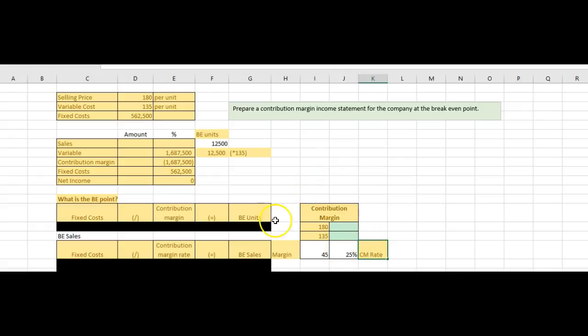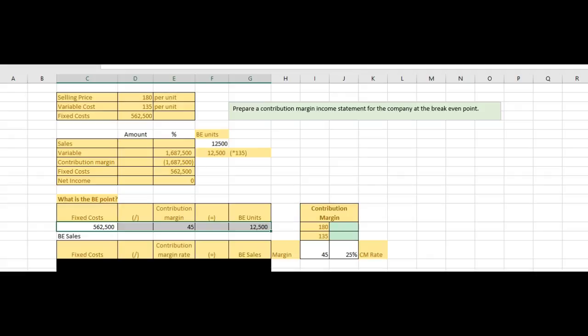So we have to figure out the break even. And to figure that out, we do fixed costs divided by the contribution margin, which is 12,500. So I need to sell 12,500 units times the $185 selling price, and that will give me the sales. Now, my variable costs are $135 per unit, so I take 12,500 and multiply it times the 135, and these are my overall variable costs.